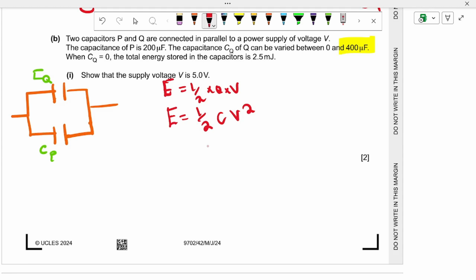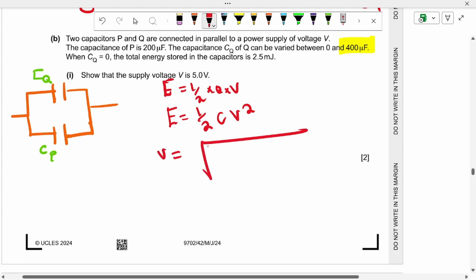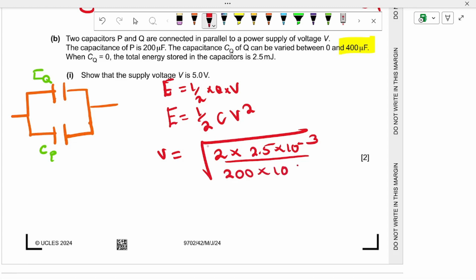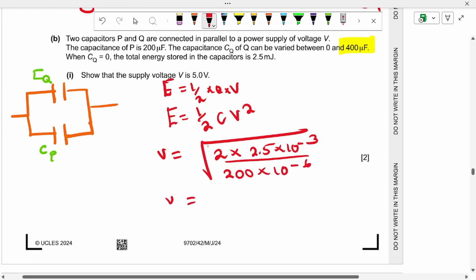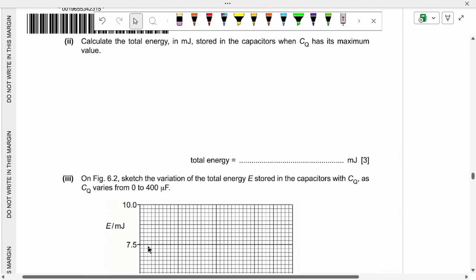So you want to find V in this specific question. What you're going to do is say V is going to be equal to the square root of 2 times E, which is 2.5 times 10 to the power of -3, divided by your capacitance, which is 200 times 10 to the power of -6. So your V is just going to be equivalent to 5 volts. Punch all that into the calculator and you will get 5.